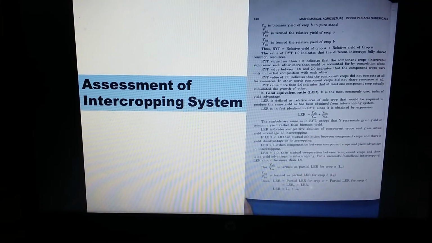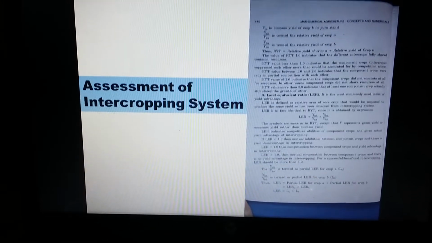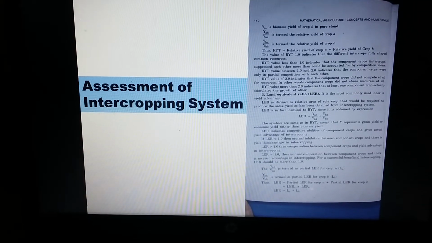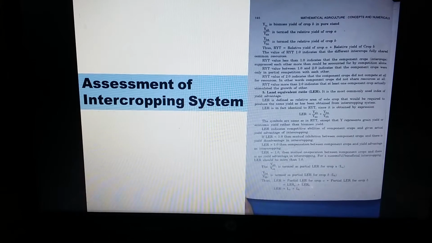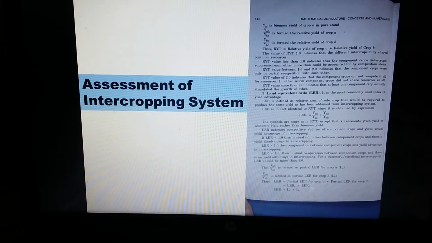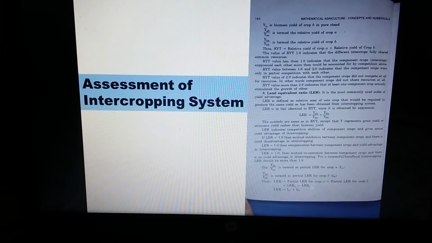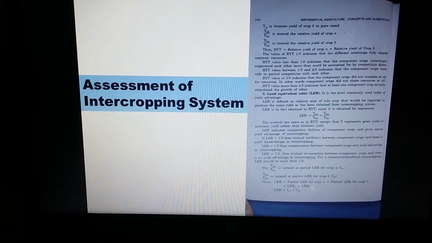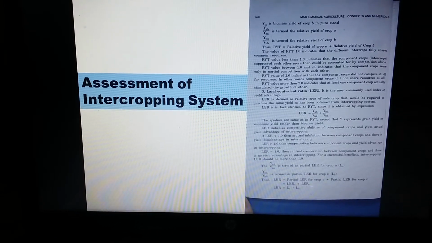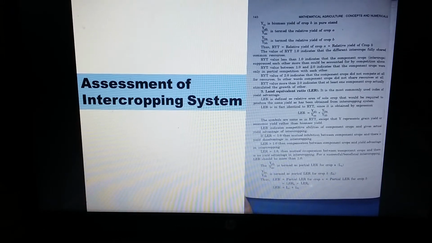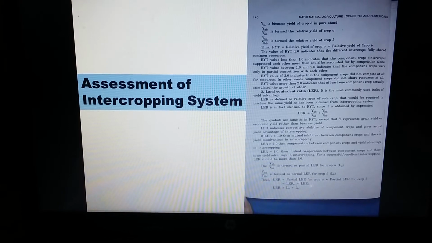So LER is equal to YAB divided by YAA plus YBA divided by YBB. YAB means the intercrop yield of crop A, YAA means the sole crop yield of crop A, plus YBA means the intercrop yield of crop B, YBB means the sole crop yield of crop B. So if we come to the conclusion, then LER indicates the competitive ability of component crops and gives the actual yield advantage of an intercropping.